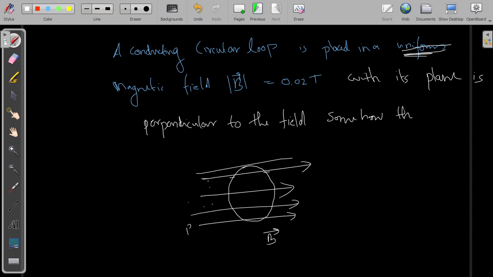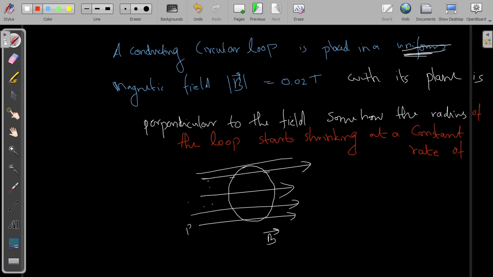Somehow the radius of the loop starts shrinking at a constant rate of 1 millimeter per second.